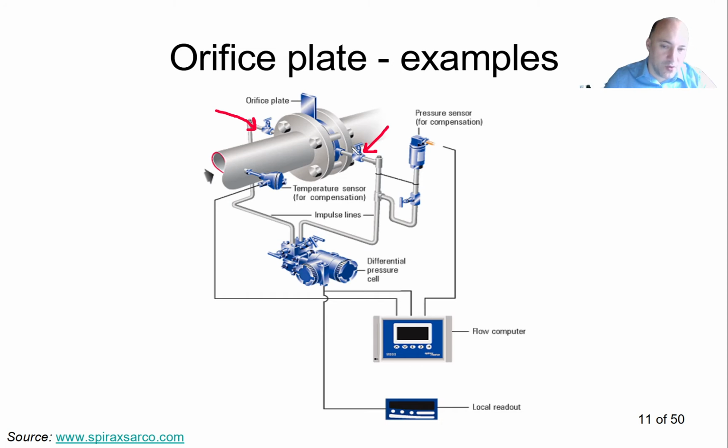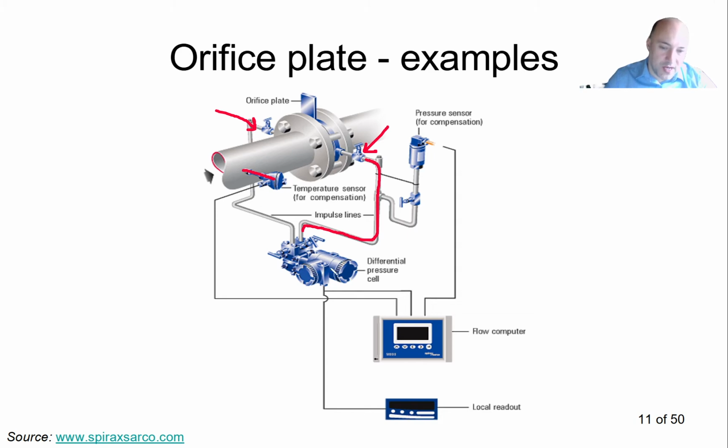So if we close this valve, we can remove the pressure gauge, we can remove the temperature probe, and so on. And you can see that these impulse lines are going to the differential pressure gauge. They may eventually go to a pressure sensor if we want to compensate, for example, for atmospheric pressure changes. And here we have also a temperature sensor.